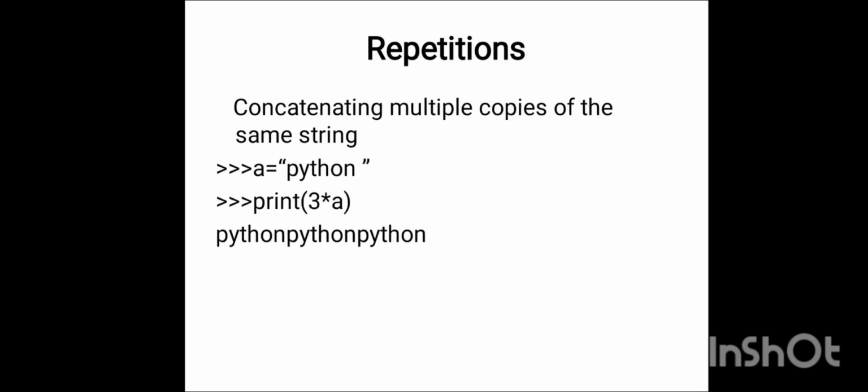Repetitions. It is used to display multiple copies of the same string. For example, A equal to Python. Next, print of 3 times A. So we get the output, 3 times the same string.